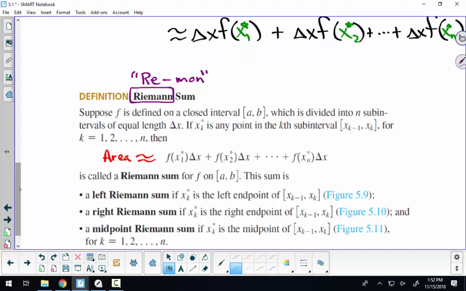So that's the definition. That's how we're going to refer to the approximation of the area now. We're going to say it's a Riemann sum. So notice the area is approximately this. That's just what we said here. Delta x times f of x star sub 1. That's a length times a height, plus another length times another height, plus another length times another height, et cetera, et cetera.